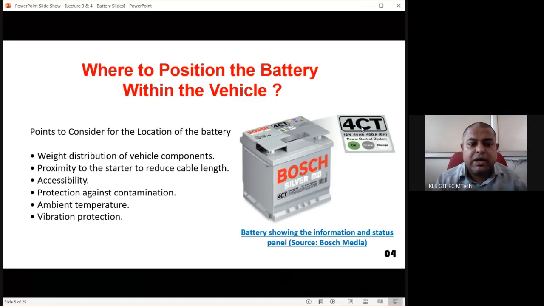Please do that. Tomorrow I'll ask you about all these things. What is meant by 4CT? What is 44 Ah? What is meant by power control system and other things? Where to position the battery within the vehicle?